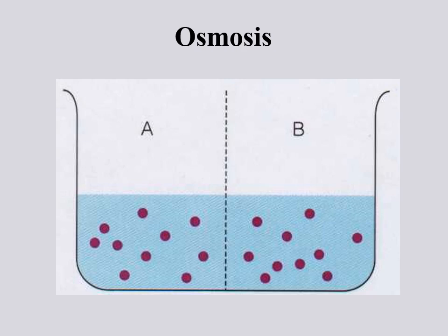Here you are viewing two containers that contain solutions that are separated by a membrane. The blue background is the solvent, water, and the red dots are the solutes. If the membrane is permeable to the two solutions, would diffusion occur? No, it wouldn't. Why not? Because there is no concentration gradient.